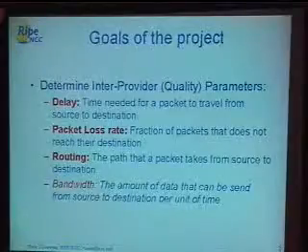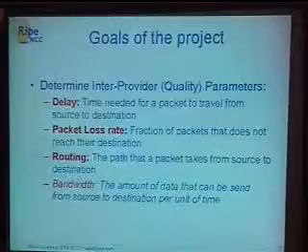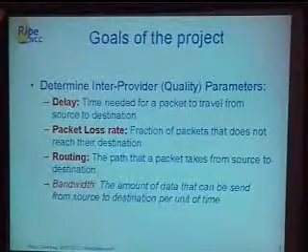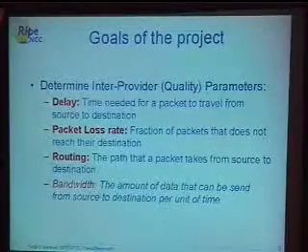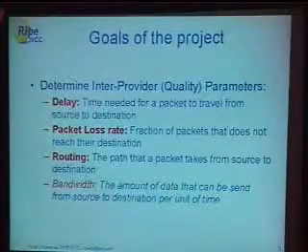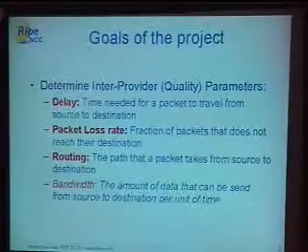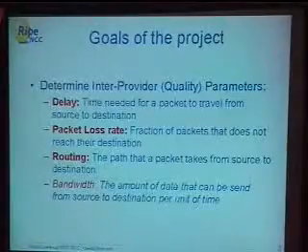Related to that one is the packet loss rate. That's the fraction of packets that are sent out but never arrive. Third one is the routing. That's the path that the packet takes from source to destination at the IP address level. Fourth one on our list, but that's something we haven't really looked into, is bandwidth, which is the amount of data per unit of time that you can send from one point to the other.